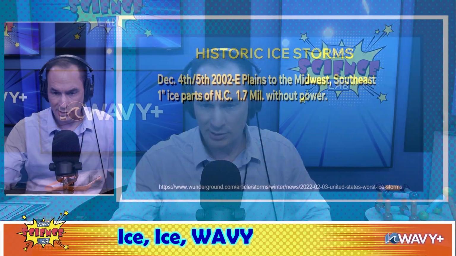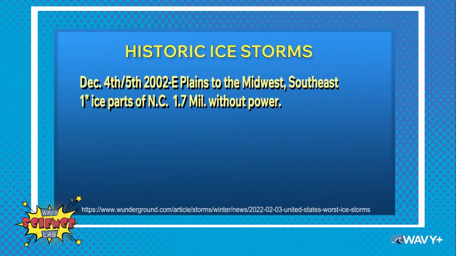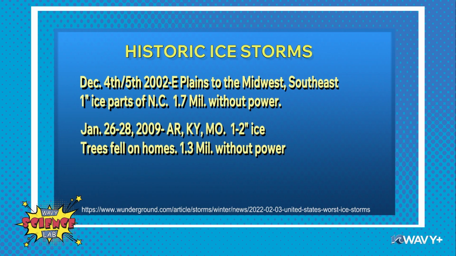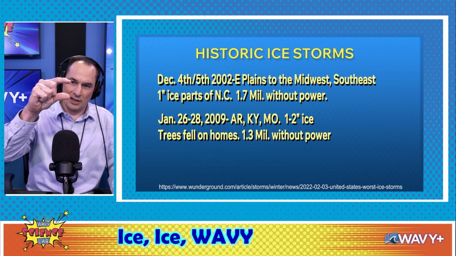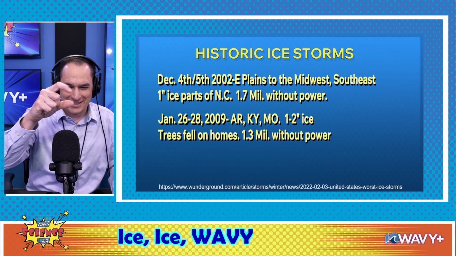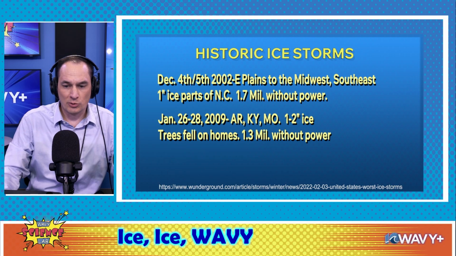So, some historic ice storms. December 4th and 5th, 2002, East Plains to the Midwest and the Southeast, there was an inch of ice over parts of North Carolina even. 1.7 million without power, so that was one. And then January 26th through the 28th, 2009, Arkansas, Kentucky, Missouri, 1 to 2 inches of ice. Think about that, that much ice. Trees fell on homes, 1.3 million without power.